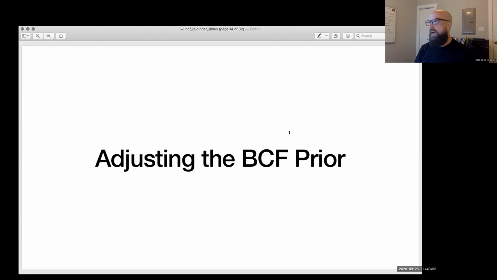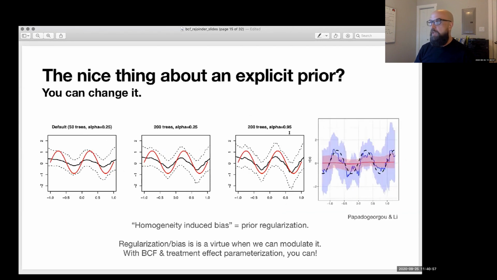Okay, adjusting the BCF prior. So like I said, we came up with a default prior based on a bunch of iteration and a bunch of simulations under scenarios we thought were reasonable. It's not going to work well everywhere, okay? We saw in Fan and George's discussion a case where we were maybe over-shrinking.